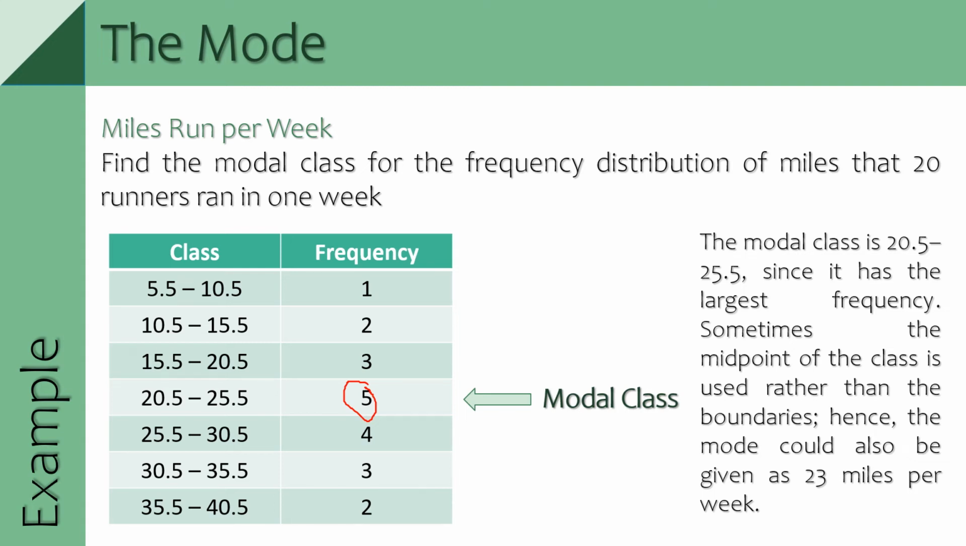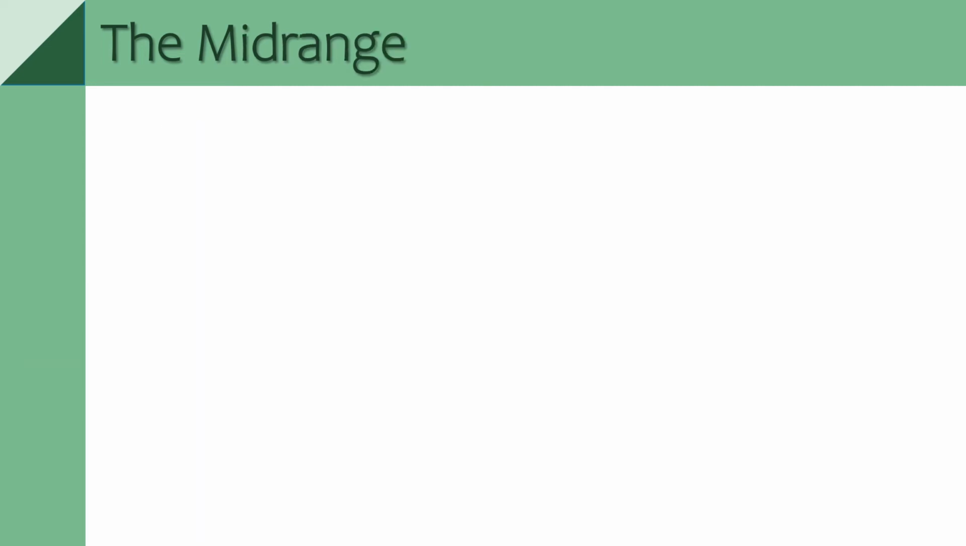Sometimes, the midpoint of the class is used rather than the boundaries. So hence, the mode could also be given as 23 miles per week. Okay, paano nakuha sa 23 miles per week? Paano nakuha yun? We have 20.5 plus 25.5 divided by 2, so that is equal to 23 miles per week. Okay.